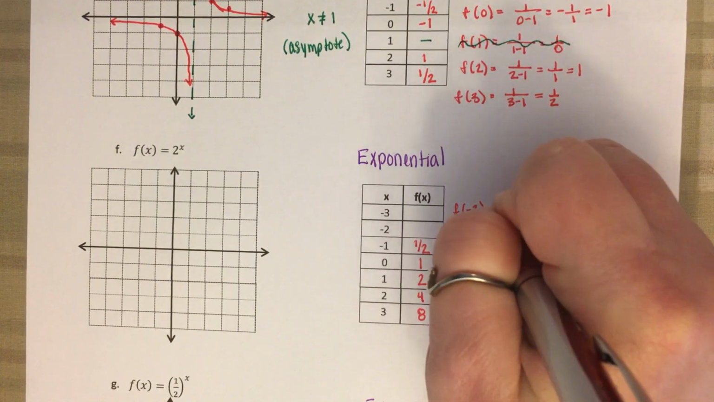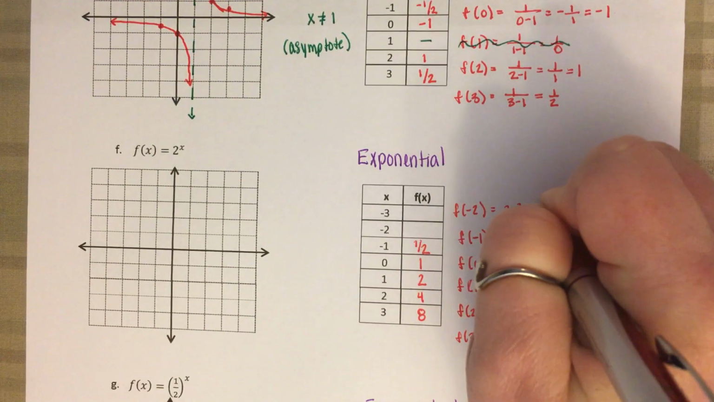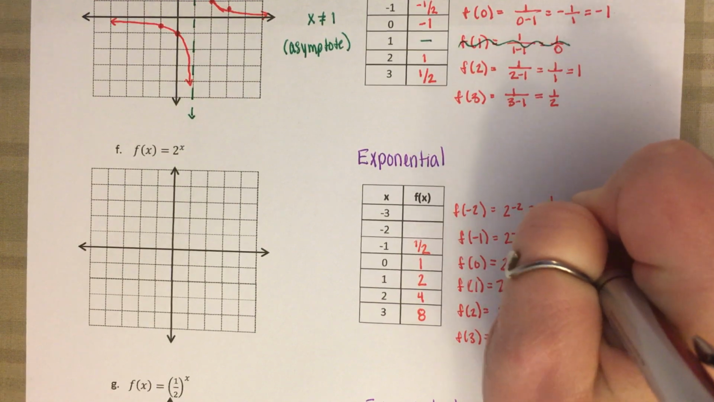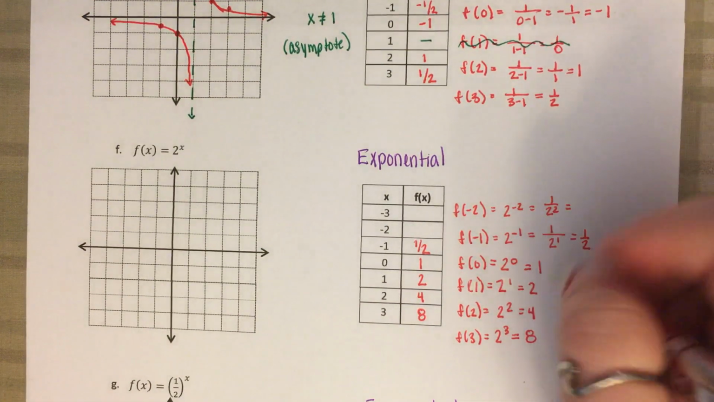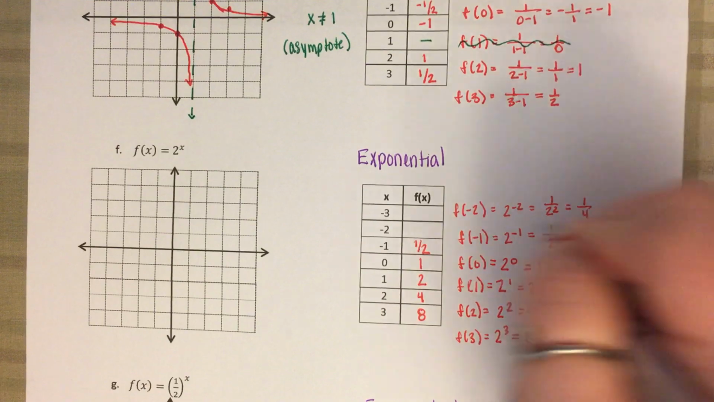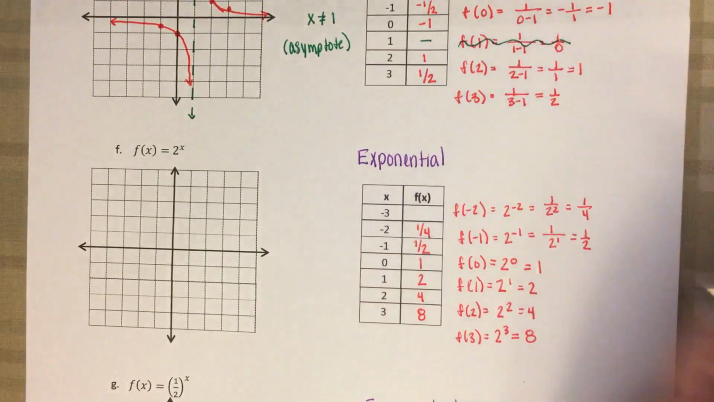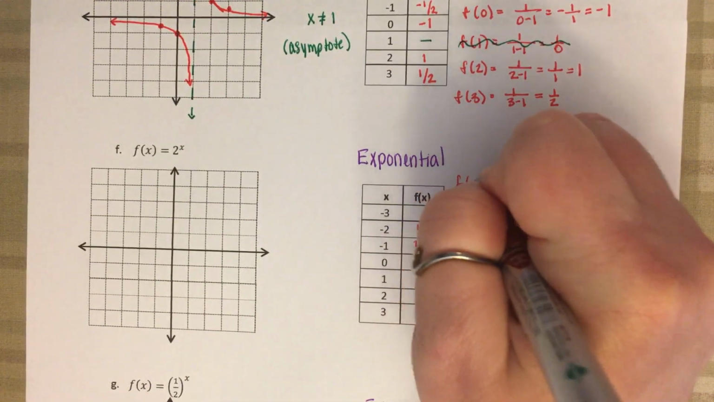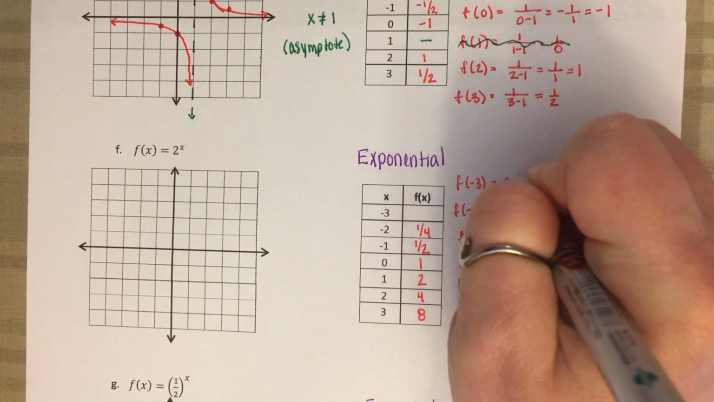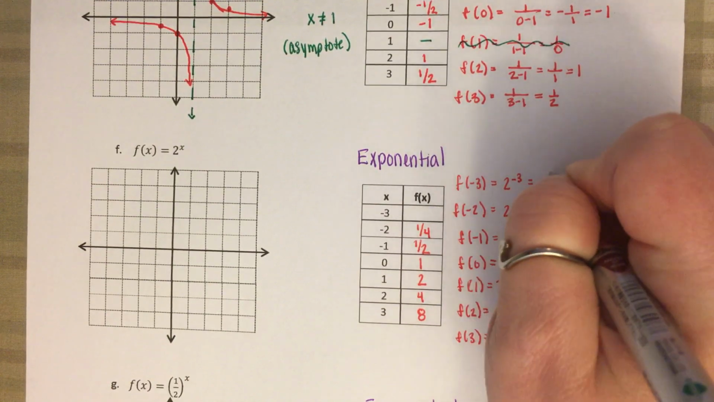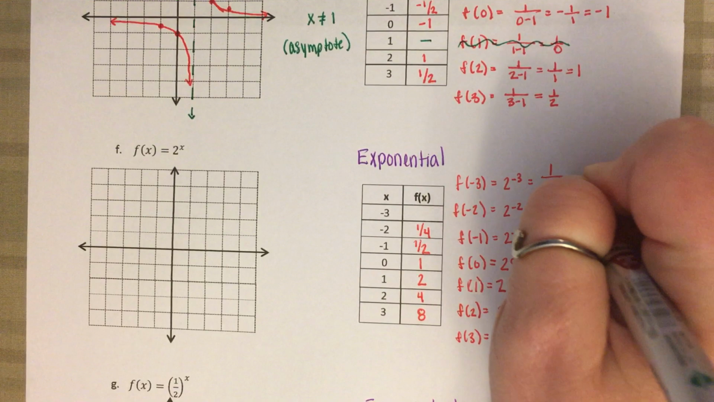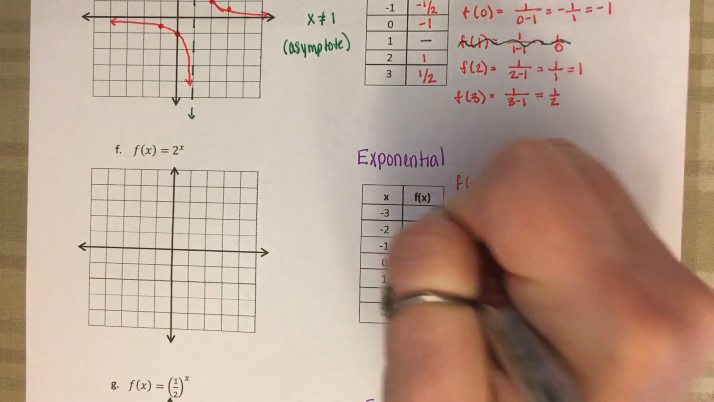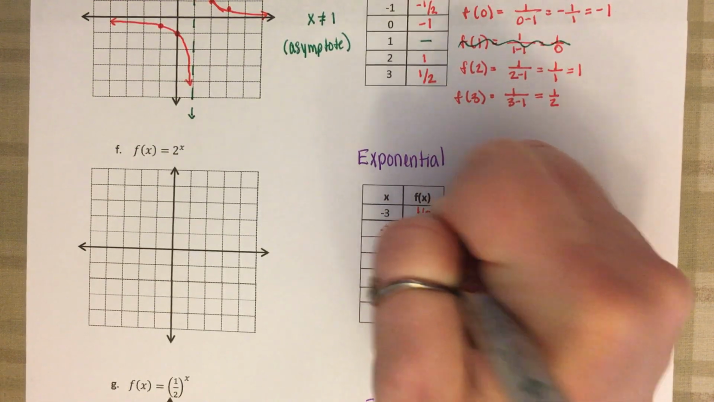F of -2 is 2 to the -2, which is 1 over 2 squared. So our reciprocal of 4 is 1/4. F of -3 is 2 to the -3, so that's 1 over 2 cubed, which means we have 1 over 8 for this last value.